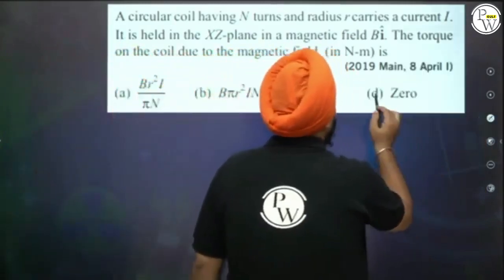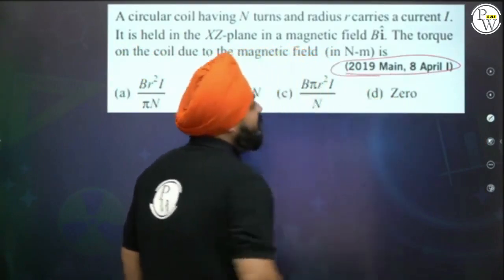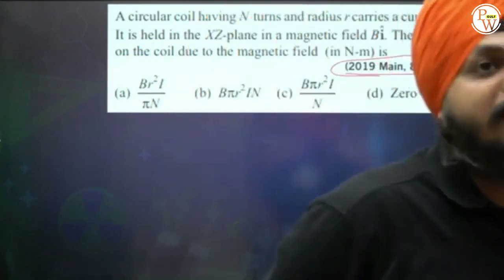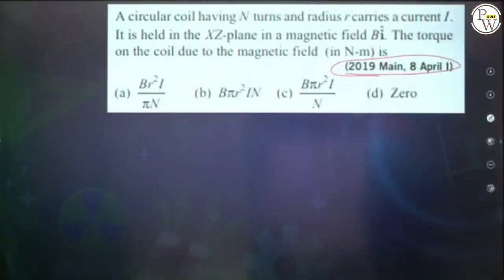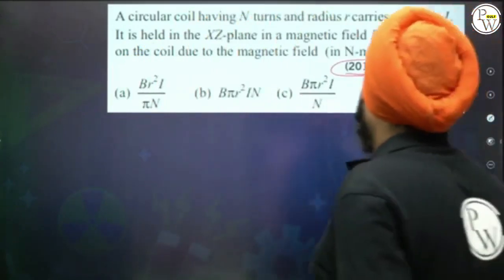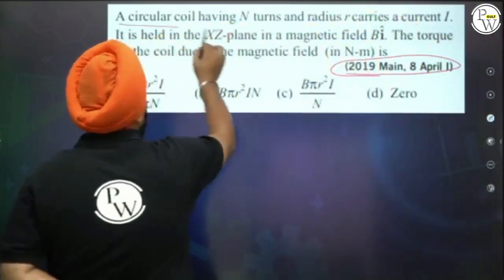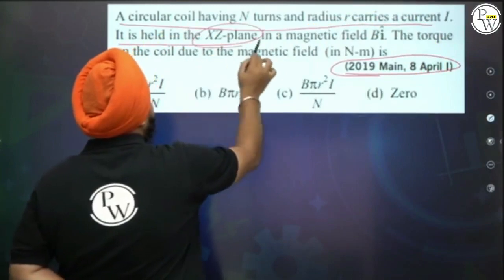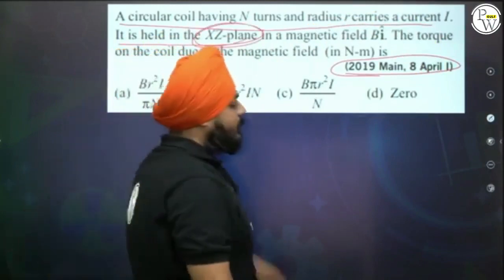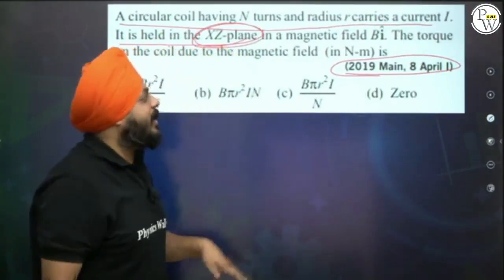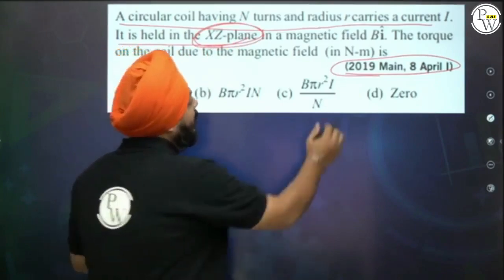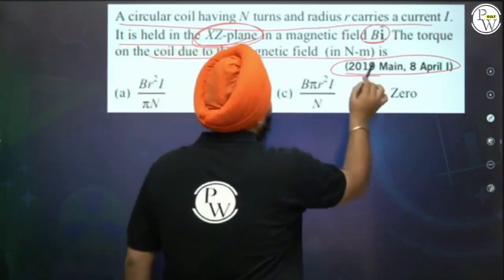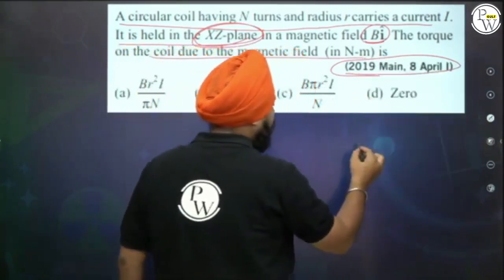Small question mistake happens. 2019 mains 8 April. Now this time we are moving forward from the Biot-Savart's law to the torque. A circular coil having n turns and radius r carries a current I. It is held into the xz plane. The magnetic field is into the i direction. The torque on the coil due to the magnetic field will be what?